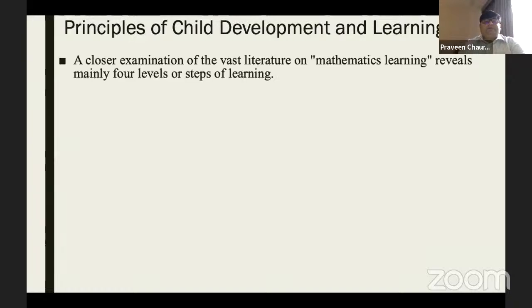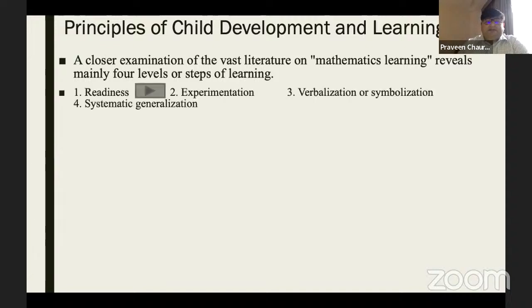A closer examination of the vast literature on mathematics learning reveals mainly 4 levels or steps of learning. There are 4 steps of learning for mathematics. Let us see what those steps are. The readiness: first, the student should be prepared for the concept. Then experimentation: there is something for experimentation for the children related to that concept.